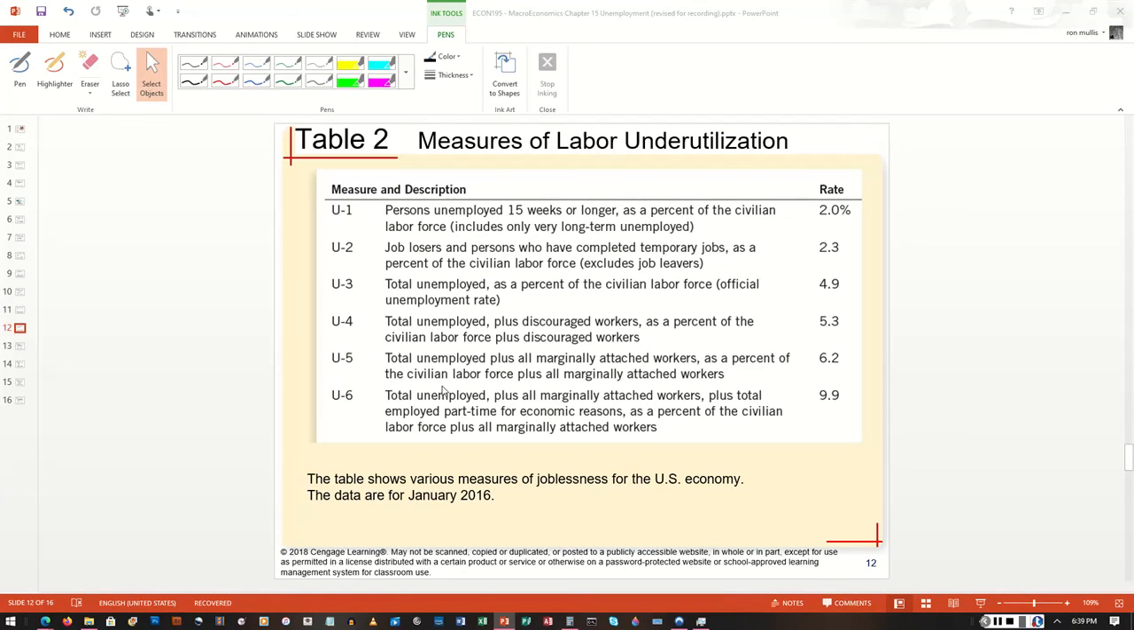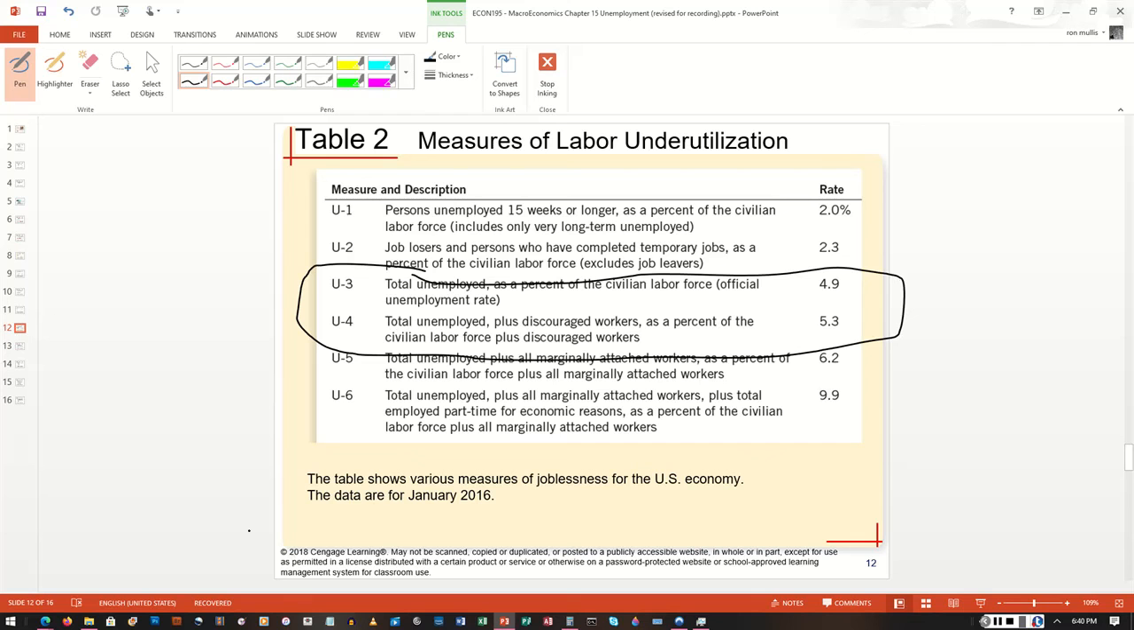So this table here measures the labor underutilization, and that's what the U stands for. So U1 has persons unemployed 15 weeks or longer. That's a 2% rate. The main ones I want to discuss, because I'm not going to read the whole chart to you, you can read that, are the U3 and the U4.